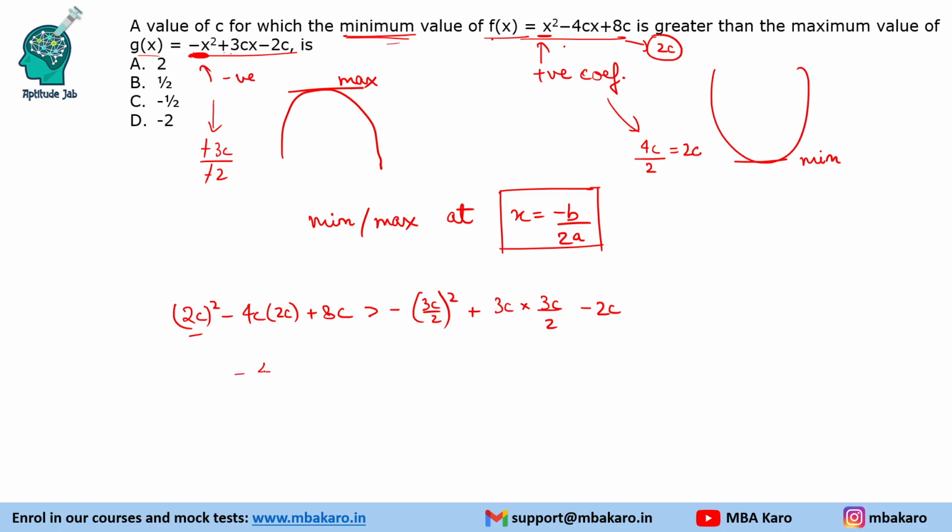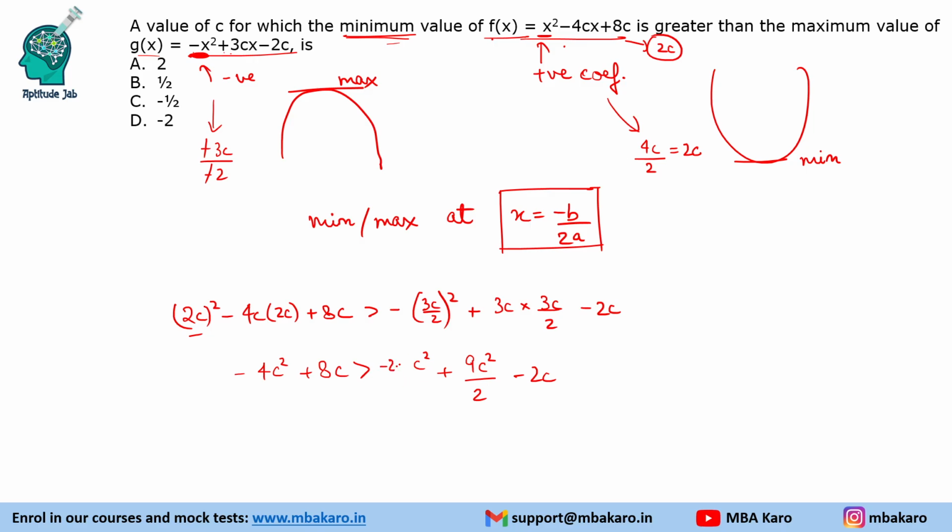So minus 4c square plus 8c is greater than, this will become 9 minus 9c square by 4 plus this will be 9c square by 2, and this is minus 2c. So let us bring all terms on one side.